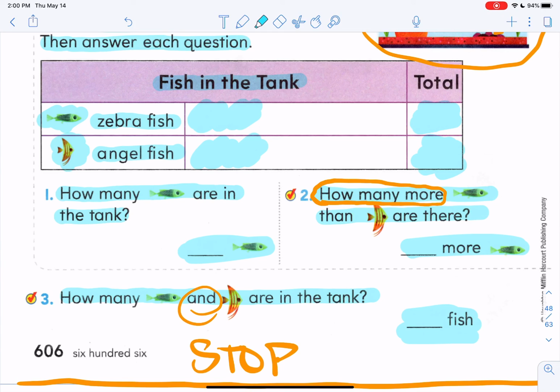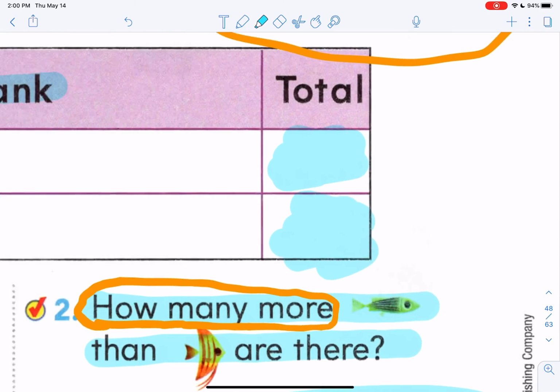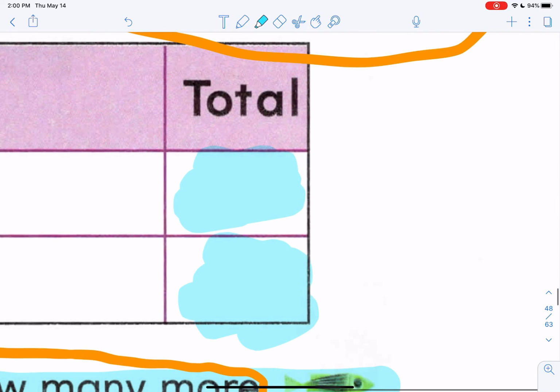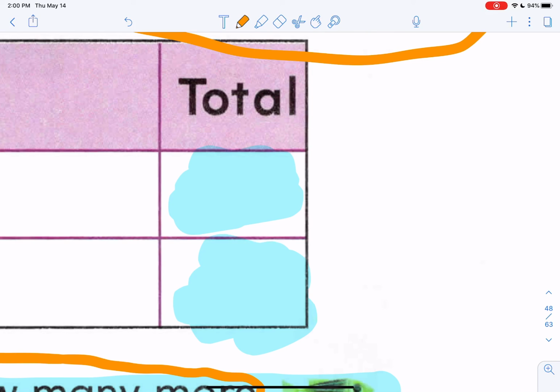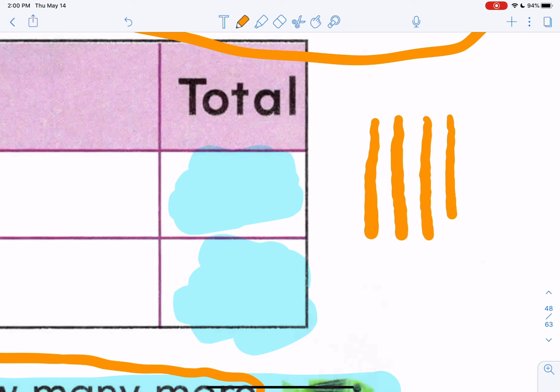Oh, one more thing. Remember, when you're making your tally marks, here's how we do it. 1, 2, 3, 4. Where does the 5th tally mark go?